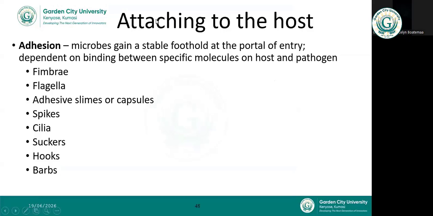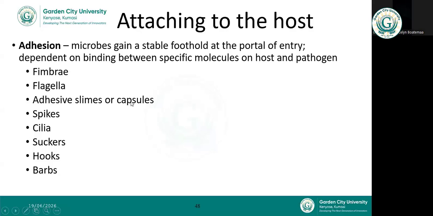So, once you get exposed, they need to attach or adhere to the host and then penetrate. Tell molecules on the host. You know, you have some small pores within the host cells. So these can easily enter, but they need to firmly attach by way of these structures. So some have fimbriae, flagellum or flagella. Some can use flagella for movement, but some of them will use this for attachment as well.